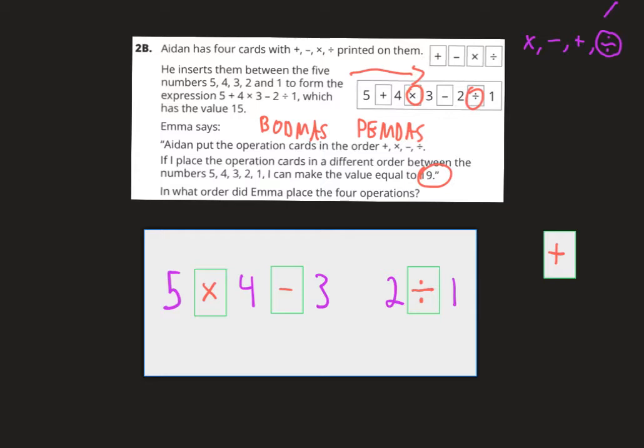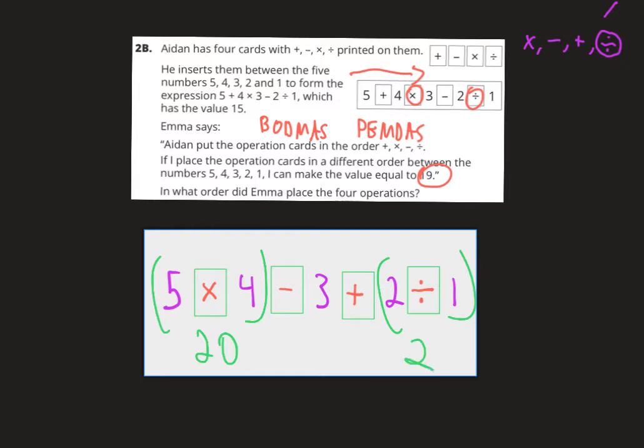Then put the plus in here. And remember now, we have to skip and do the division first. So it's just 2. Sorry, I feel like I'm not being very clear here. We end up with 5 times 4, which is 20, and then 2 divided by 1, which is just 2. So we get 20 minus 3 plus 2, which in essence, if you think about that, is really just 20 minus 1, which equals 19.